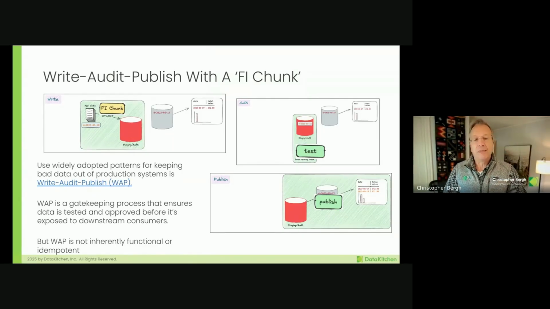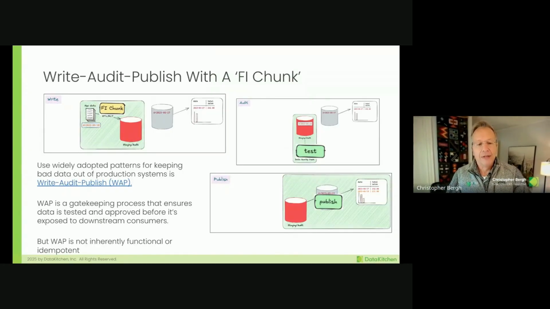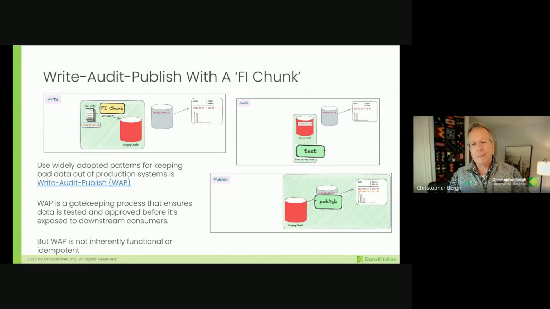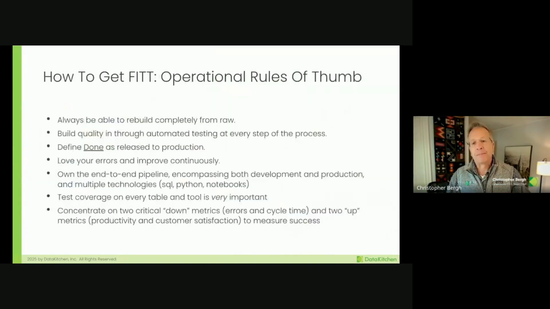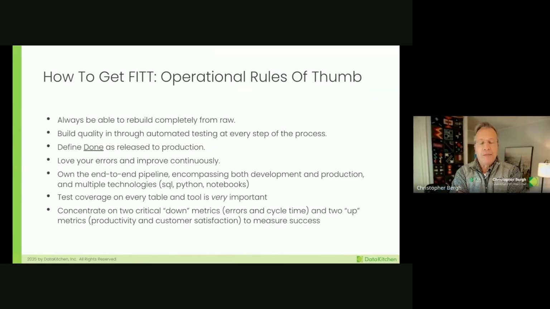functional and idempotent. So basically I'm saying, make the work that you do a FI chunk and make sure you do a test on every part. In fact, even after you publish, I run the tests again, just to make sure the publish happened. WAP is a great pattern, but it's not inherently functional or idempotent. So apply the FI chunk pattern to that. And now, some rules of thumb on how to do FITT.